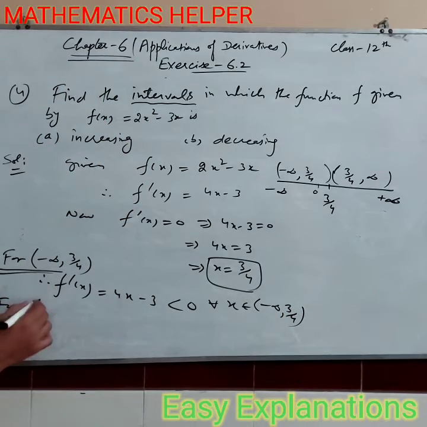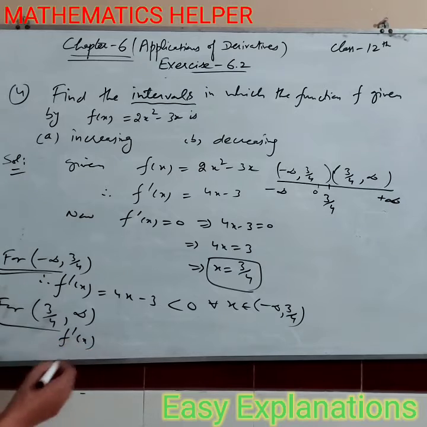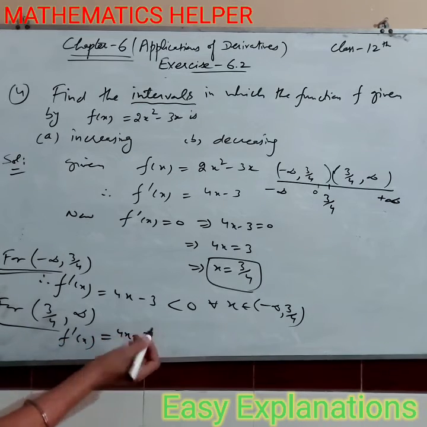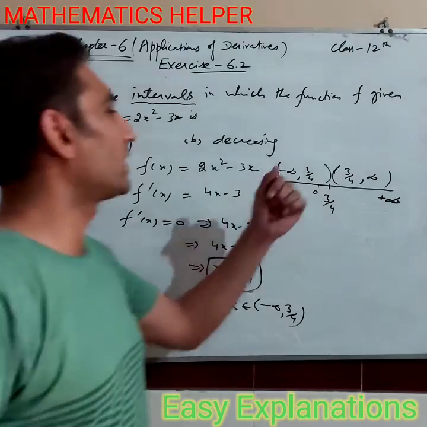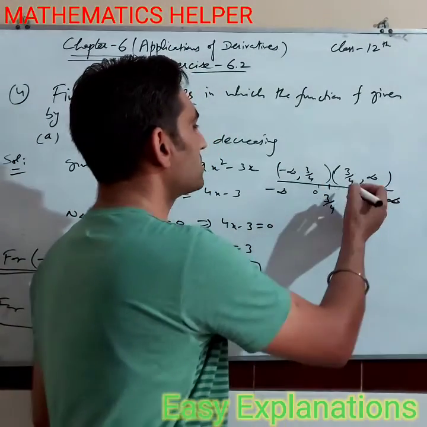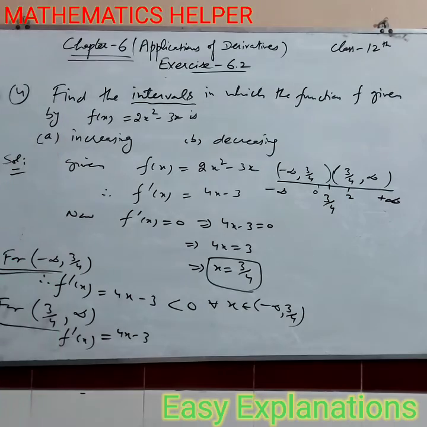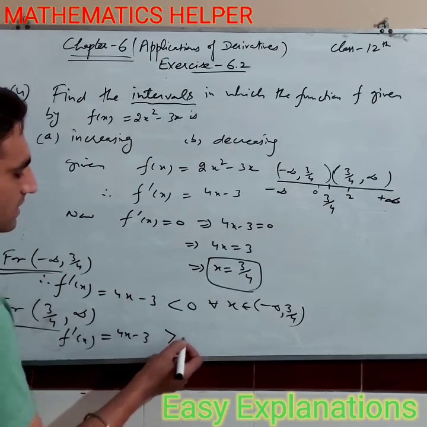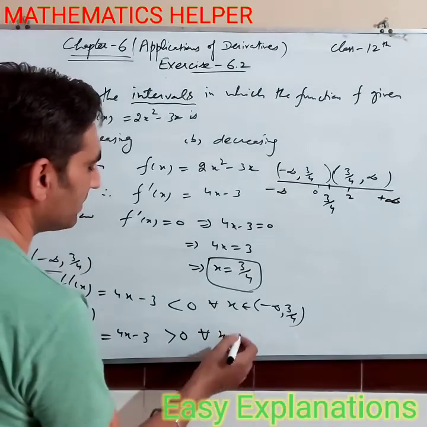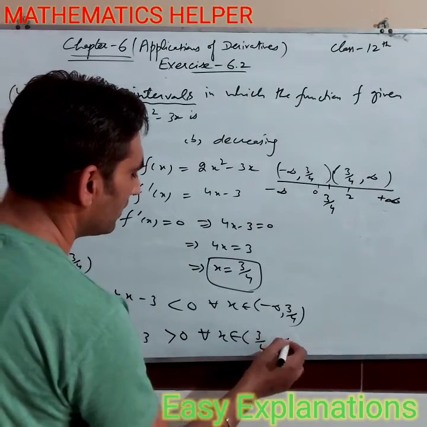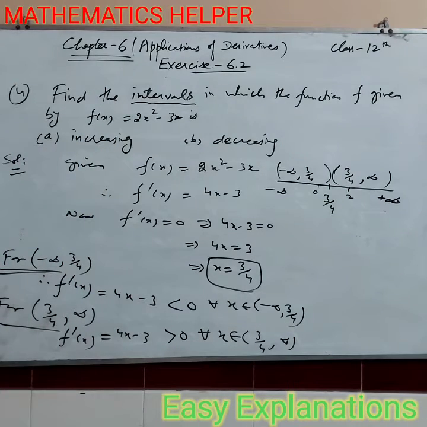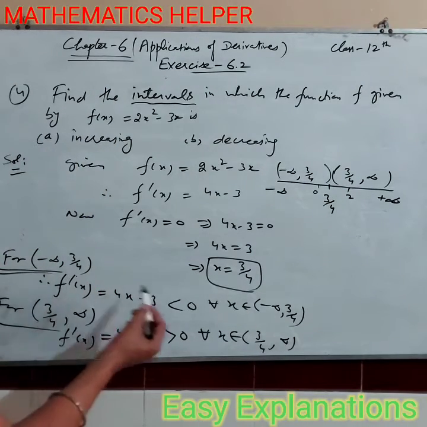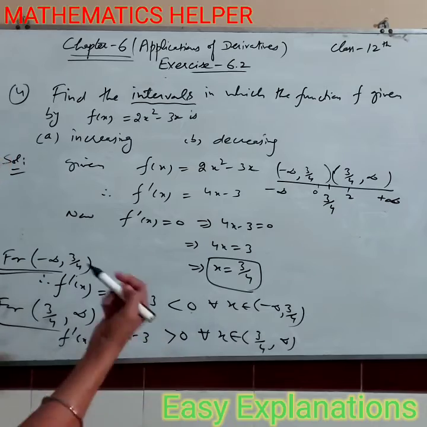Now for the other interval which starts from 3 over 4 and goes towards positive infinity, what about the derivative? 4x minus 3. Choose any point. After 3 over 4 there will be 2 also. You can choose 2, and for 2, 4 into 2 is 8, 8 minus 3 is 5, which is greater than 0 for all x belongs to 3 over 4 to infinity. Very simple to check. So what we observed, for this interval it is decreasing, for this one it is increasing.